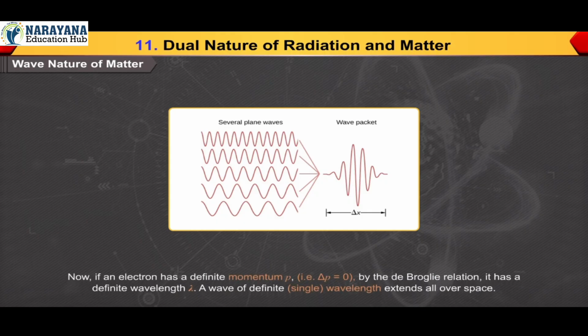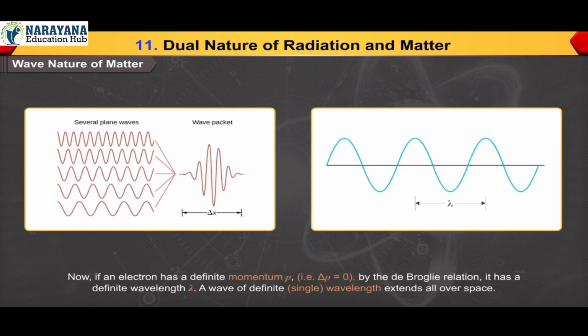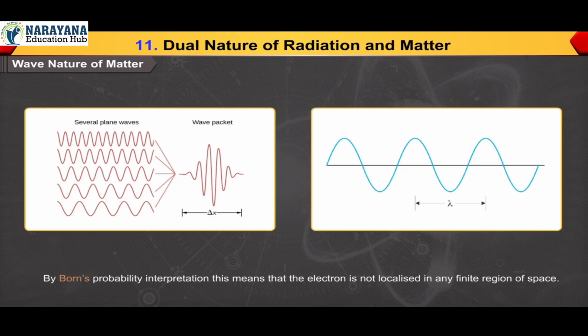Now, if an electron has a definite momentum p, that is Δp is equal to 0, by the de Broglie relation it has a definite wavelength λ. A wave of definite single wavelength extends all over space. By Born's probability interpretation, this means that the electron is not localized in any finite region of space. That is, its position uncertainty is infinite. That is, Δx tends to infinity, which is consistent with the uncertainty principle.